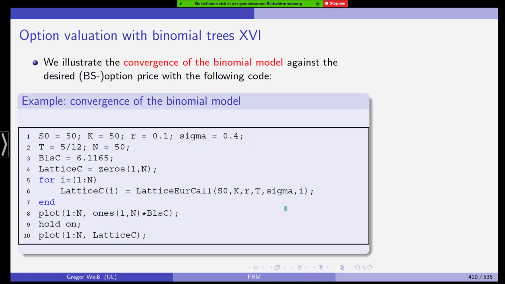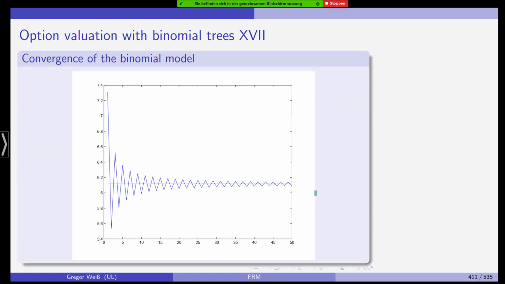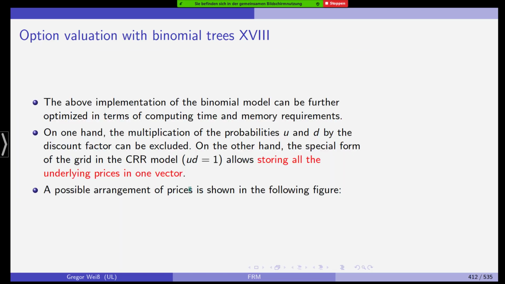Okay. To illustrate this convergence, this is a very small example. What we actually do is Black-Scholes price is 6.1165, and then we increase the number of steps and we plot this. And as you can see, this line here is the Black-Scholes price, and already with, let's say, 10-15 steps, we are quite close to the Black-Scholes price using our binomial model.